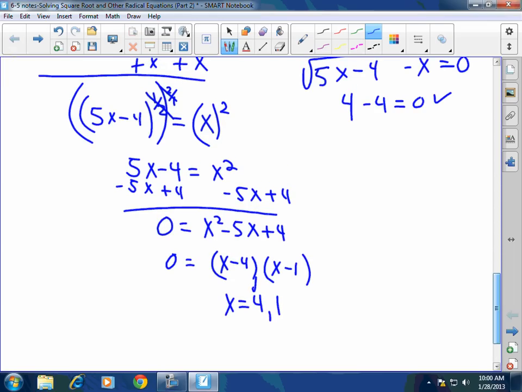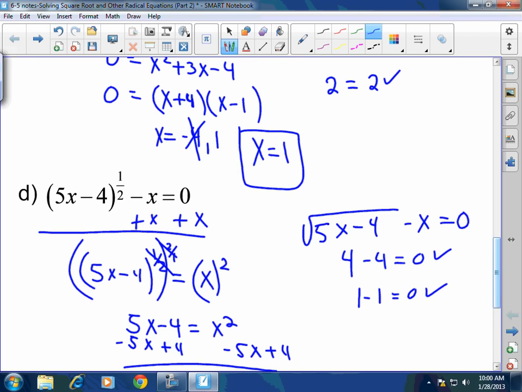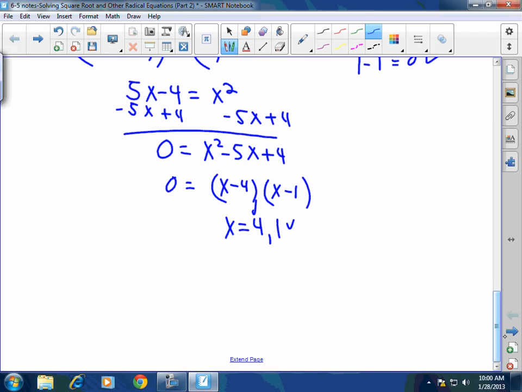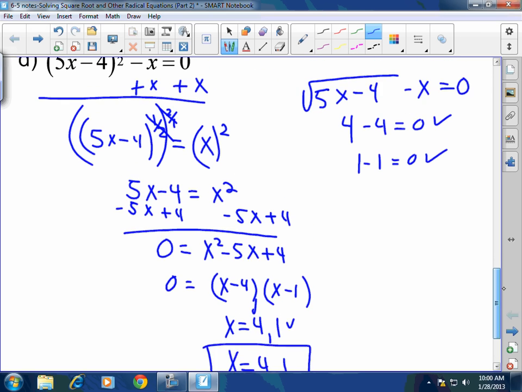How about 1? 5 times 1 is 5, minus 4 is 1. And the square root of 1 is 1. 1 minus 1 is 0. So yes, they both work. Awesome. So in this particular case, x equals 4 and 1, and they both work. Okay?